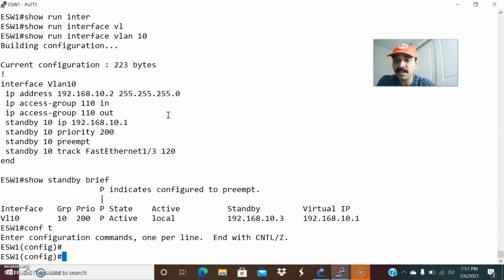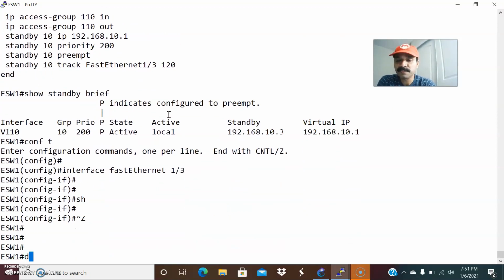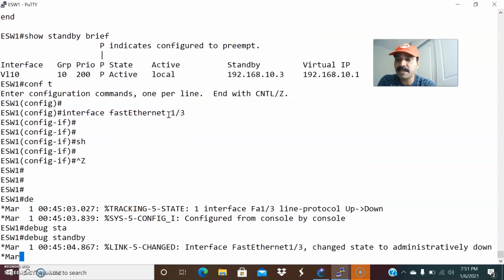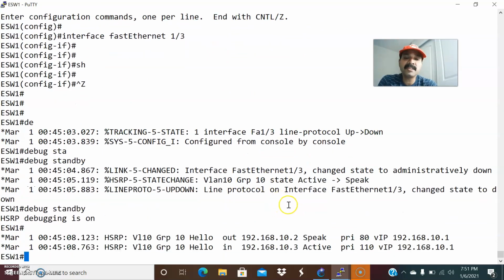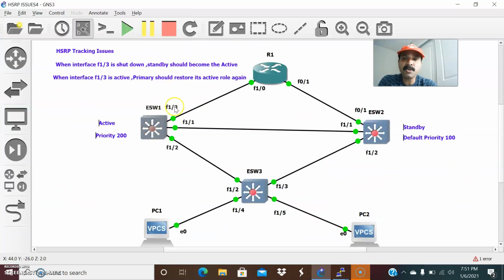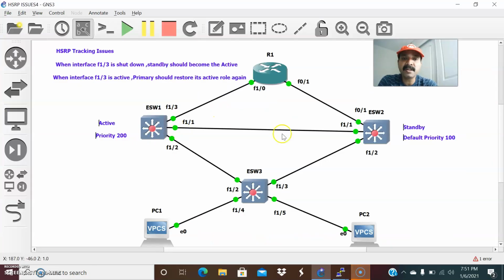So I'm going to shut down the interface. Go to interface fast 1/3, let us shut down and let us debug the standby. What happened? You are seeing the changes, right? It is changing from active to speak, and see the priority. It is decreasing from 200, the priority minus the decrement value, that is 80. So it is giving the control to the standby. Standby will take over the active role.